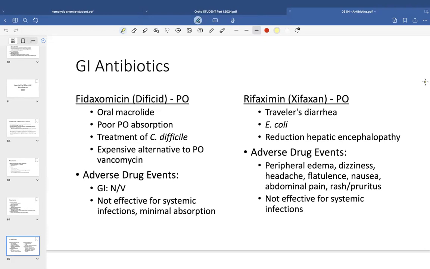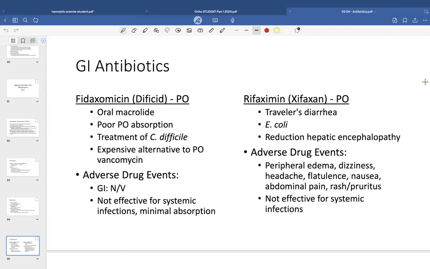It works just in the GI tract, not surprisingly because it's poorly absorbed, and it does not have systemic effects. And then rifaximin is another GI antibiotic here. It's more for traveler's diarrhea, E. coli. You may recall we talked about irritable bowel disease last semester, and rifaximin was one of these gut antibiotics that's useful for that as well. It's again not for systemic infections.